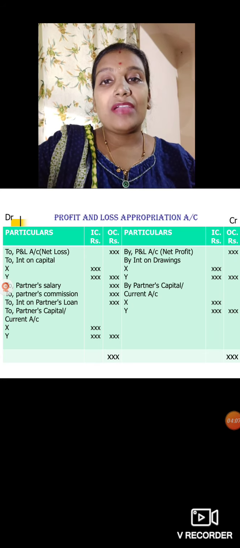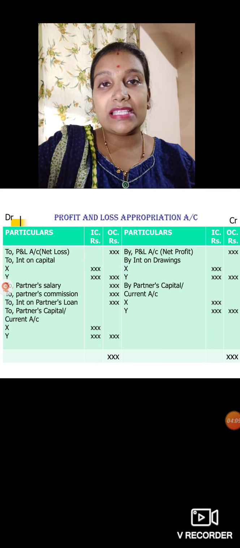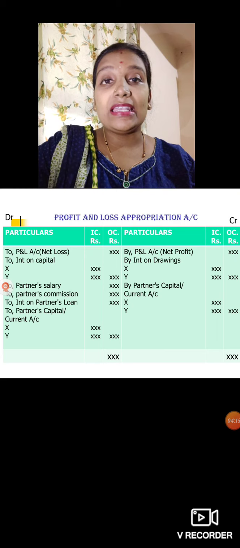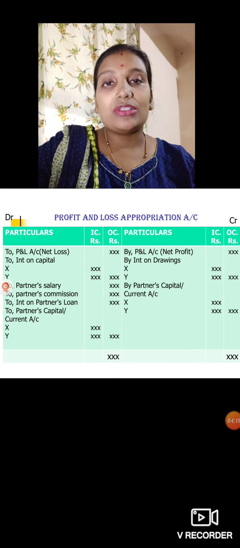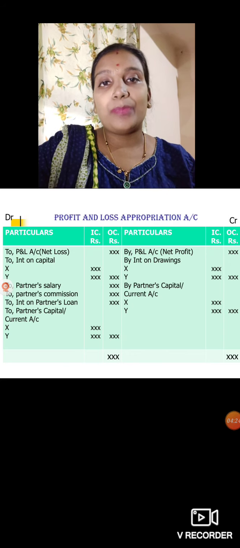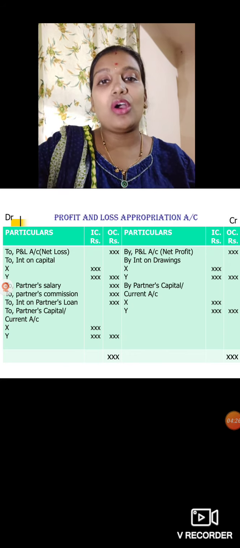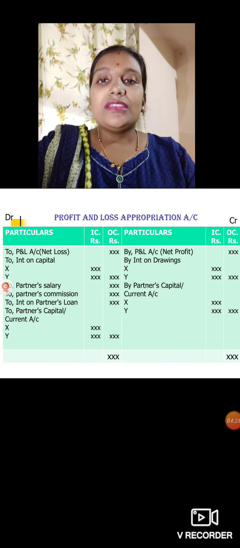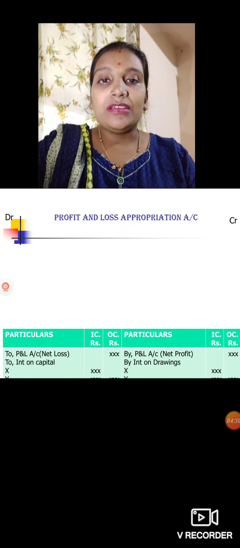If you have credit side more and debit side less, it will be credited to partners capital account. If you have more amount on the debit side and less on the credit side, you should write by partners capital account. The balance amount of both the sides we are going to transfer to partners capital account, or current account. Then we'll see the first problem here.